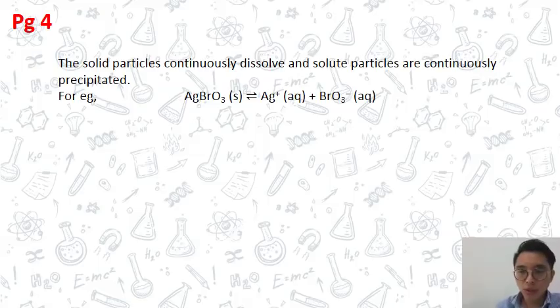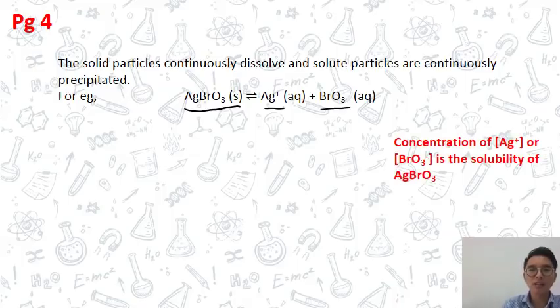I'm going to skip ahead to page 4, so that I can explain to you a bit more about Ksp. This is one example. We are looking at AgBrO3 here, which is a solid precipitate. Previously we would have called this an insoluble salt, but as you can see, it's actually sparingly soluble. So some of it can dissolve in water to form Ag+ and BrO3- ions. At equilibrium, the concentration of Ag+ and BrO3- in the solution will be the solubility of AgBrO3.